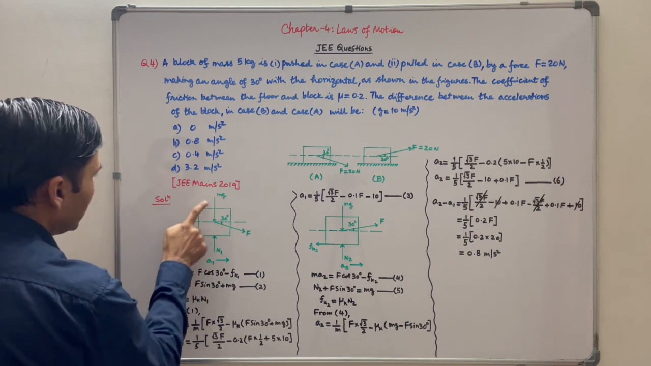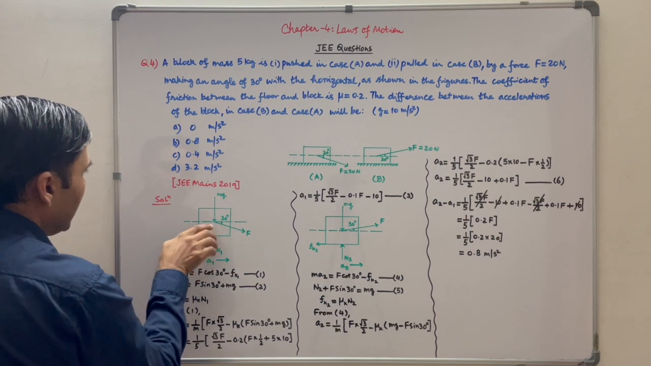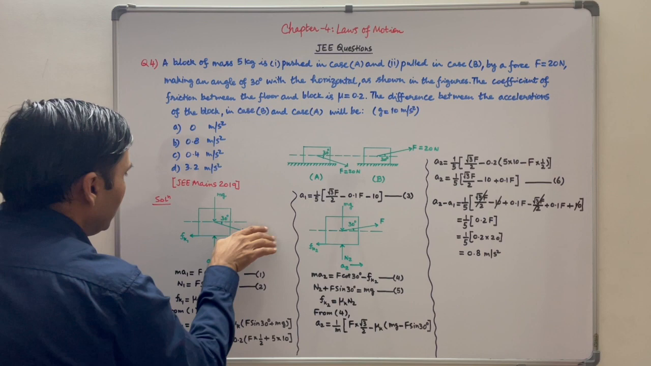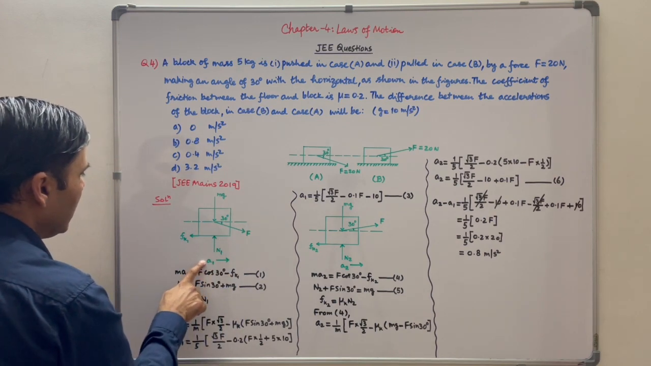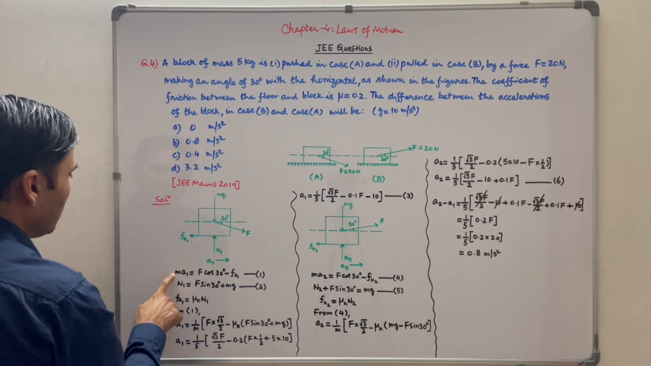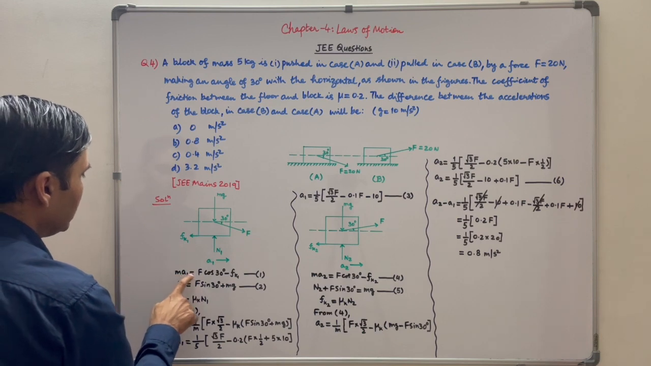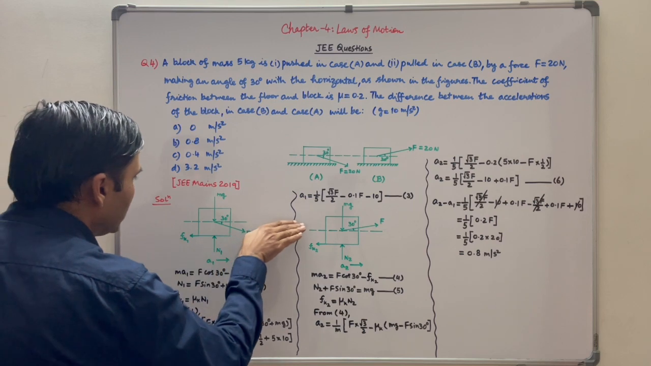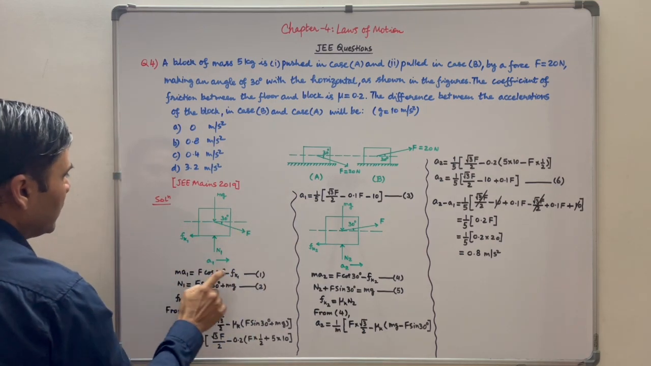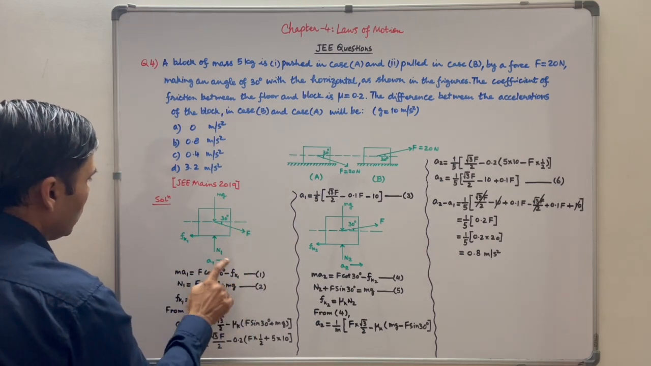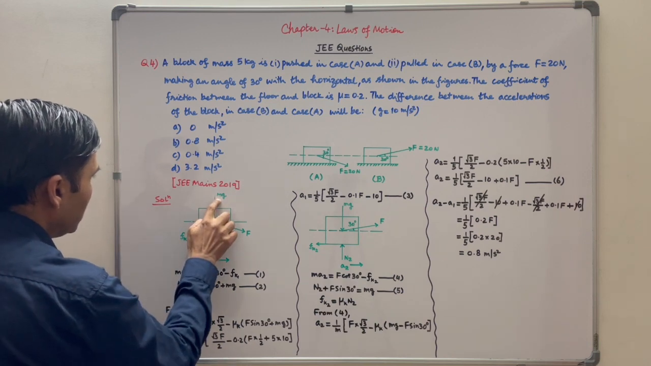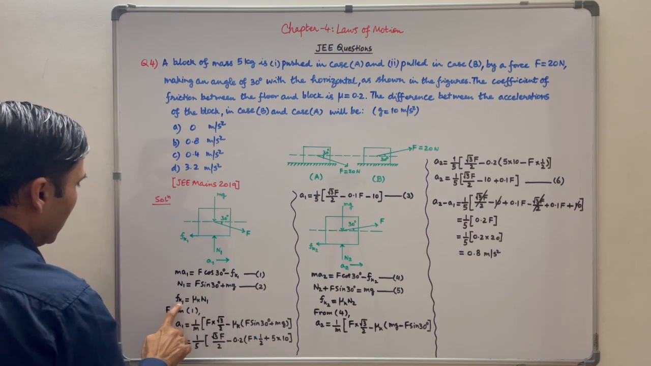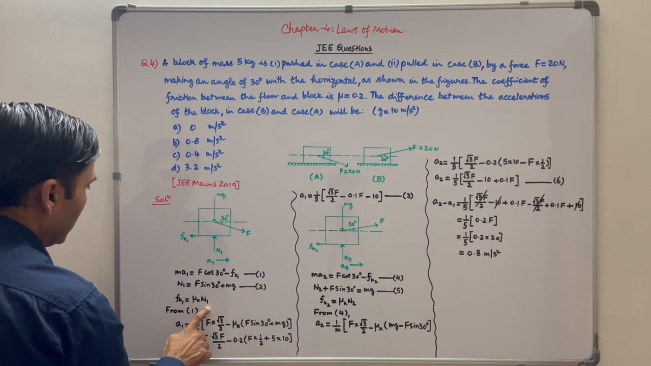Vertical forces will counter each other and this block will accelerate in forward direction due to net force in forward direction. Let's say acceleration of this block is a1. So we can write equation of motion as m into a1 is equal to net force in forward direction and that is F cos 30 minus Fk1. This is first equation. Also N1 is equal to mg plus F sin 30. This is second equation. Fk1 is equal to mu k into N1.